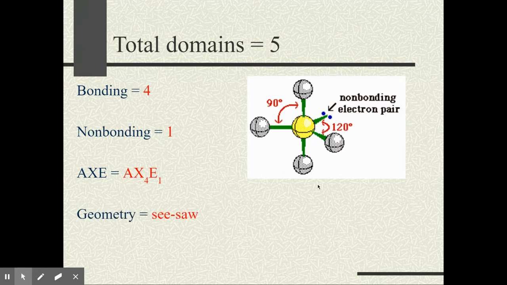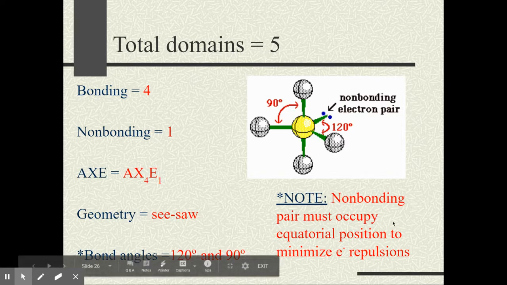This geometry is seesaw. When I see you in person in class, I'll show you actual molecular structures of this, and you can see the seesaw better, as well as in the simulation that we're going to be doing in a moment. Bond angles are 120 and 90, so they all end up being about the same. They're all repulsing one another, and they end up pretty close to that.